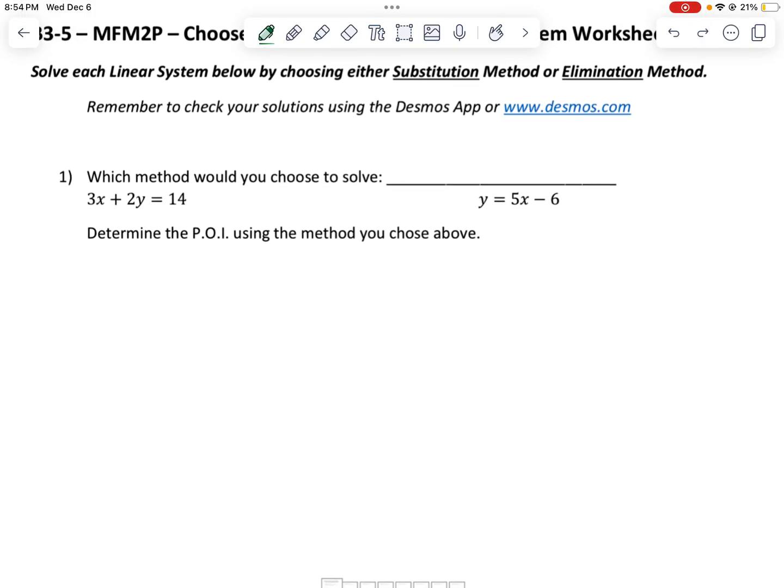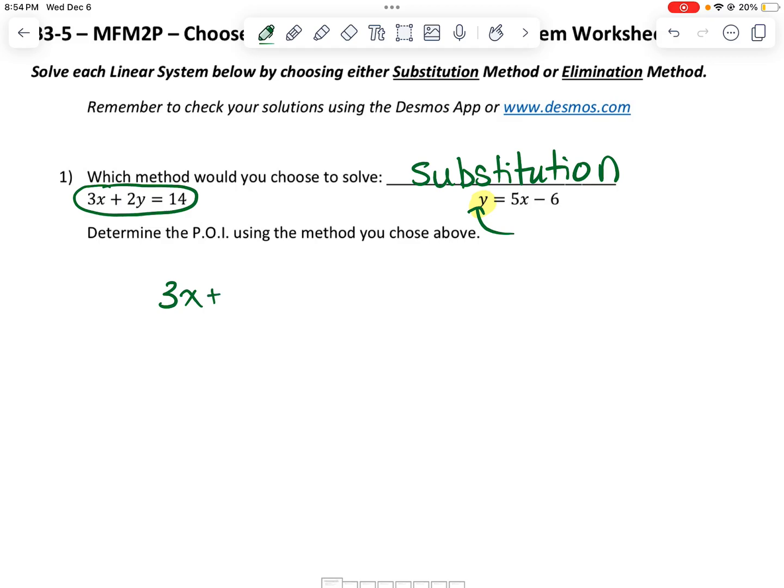Okay, for this one, the method I would choose would be substitution. You could do either one, but I would choose substitution because this equation already has a variable that's isolated. So if one of the letters is alone by itself on one side of the equation, then substitution just seems easy. Since the y is the one that's isolated, I'll use my other equation, 3x plus 2y equals 14.